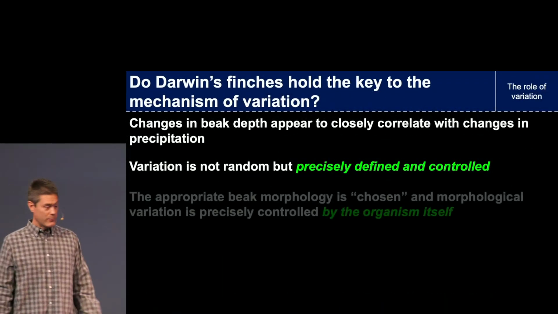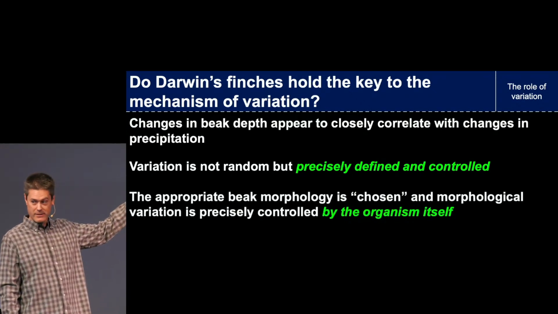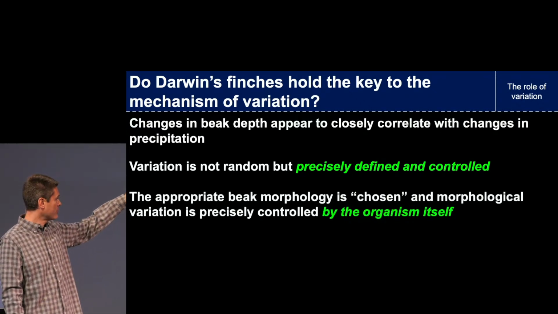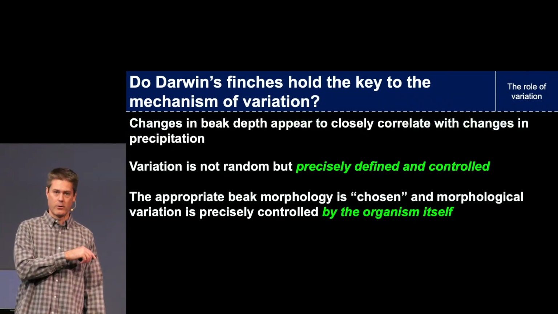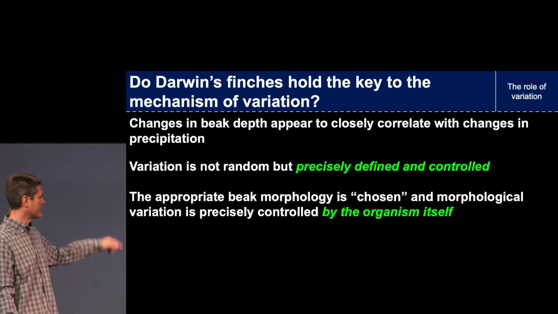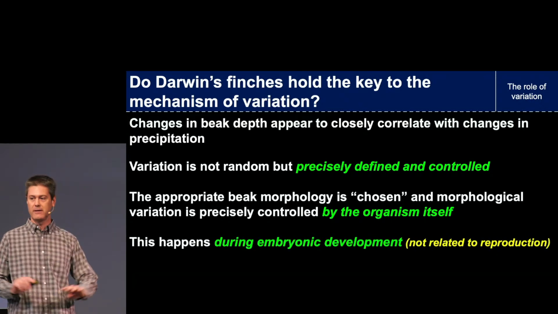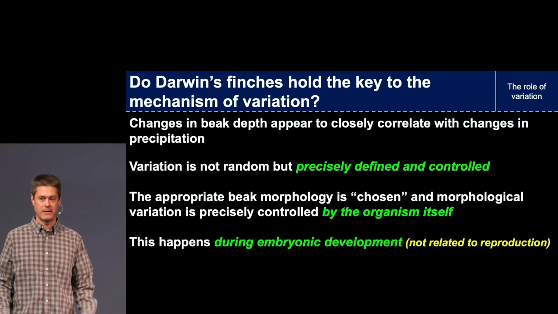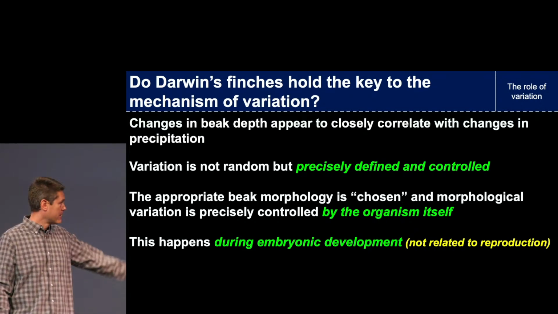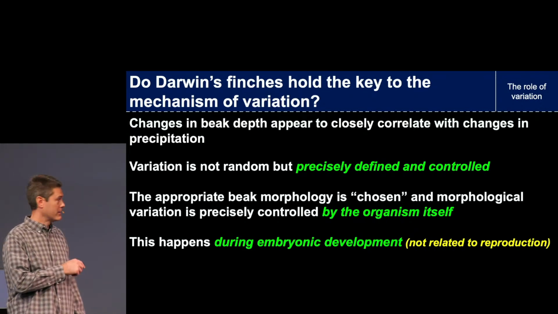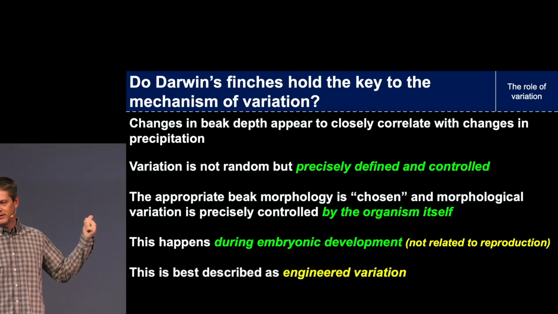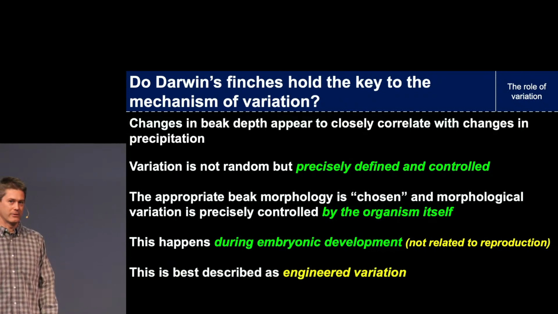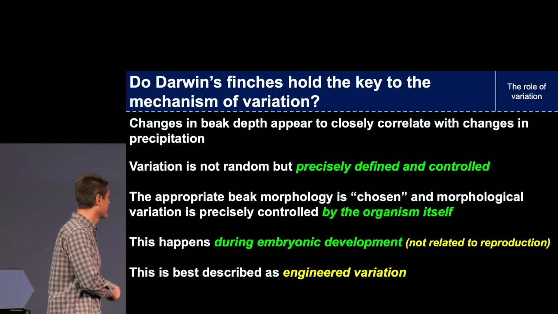So basically, the appropriate beak morphology to fit the environmental conditions is chosen and precisely controlled by the mechanism itself, the organism itself. And it happens during embryonic development, has nothing to do with reproduction. Of course, natural selection has everything to do with reproduction. Nothing to do with it. It happens in development in the embryo. This is best characterized as engineered optimization, and you'll see why I say that in a minute.